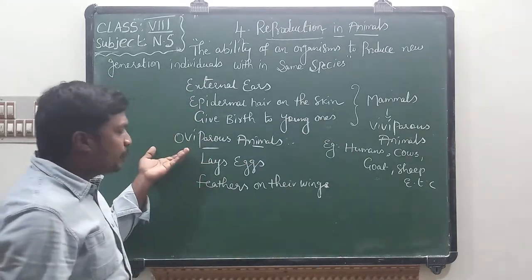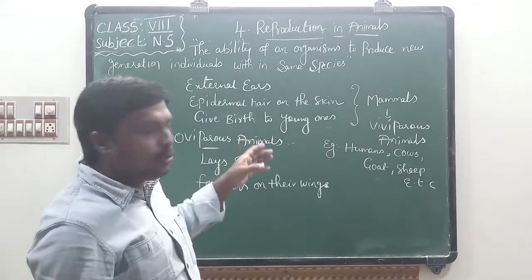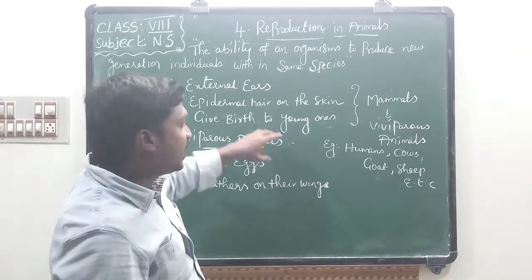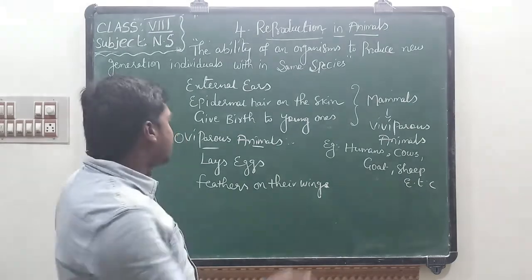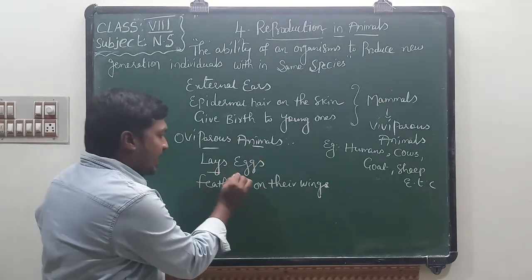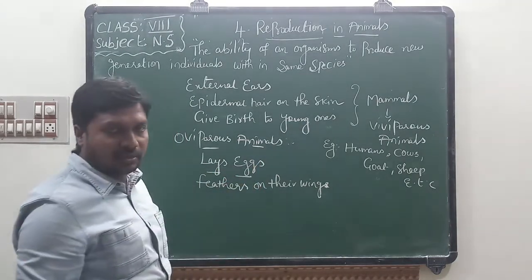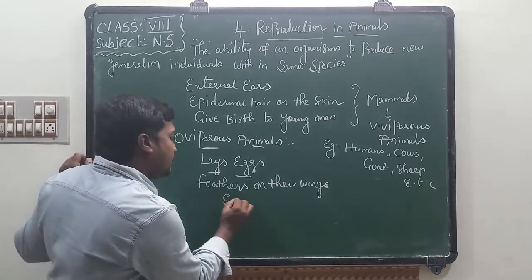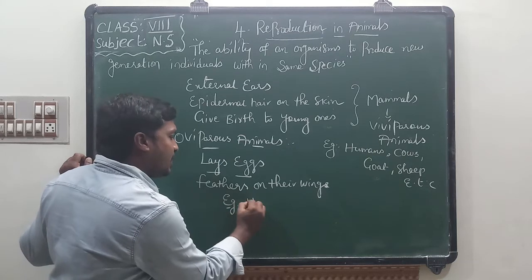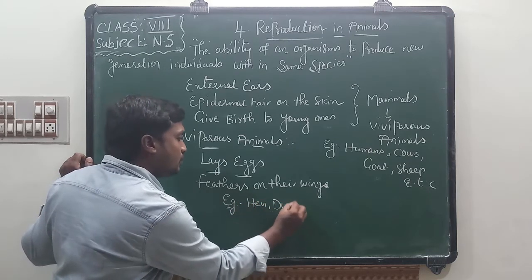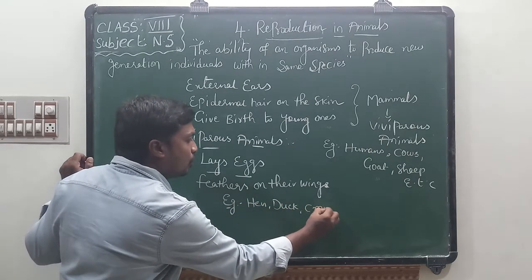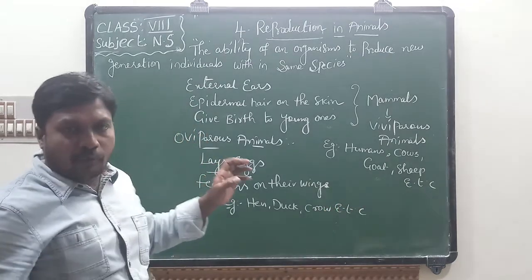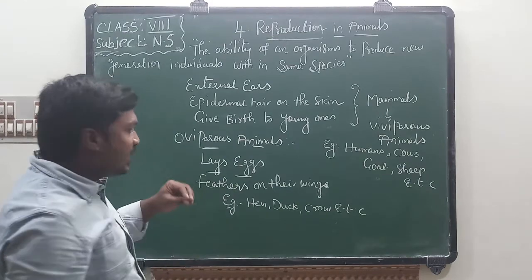If you will observe oviparous animals, they do not have external ears and they do not have hair on their skin and they do not give birth to their young ones. Such animals which lay eggs and which have feathers on their wings are called oviparous animals. Examples of oviparous animals are hen, duck, crow, pigeon, etc. They lay eggs.